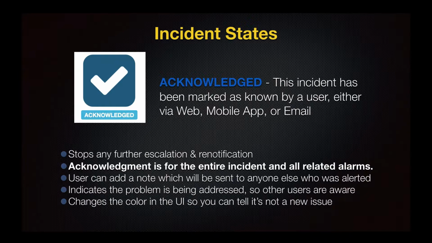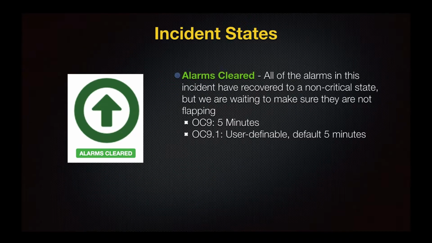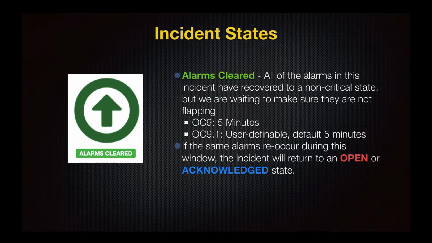Now, when these problems go away, all the alarms within that incident clear up and everything's going all right, you're going to move into a state called alarms cleared. And an alarms cleared state means everything is okay now, but we're not going to declare this incident closed until we know it's not flapping. So the trick is it's going to stay in this alarms cleared state for a few minutes, usually 5 minutes by default. And it's going to do that until all of those alarms that made up that incident have been stable for that length of time. And then it will go back to a closed state.